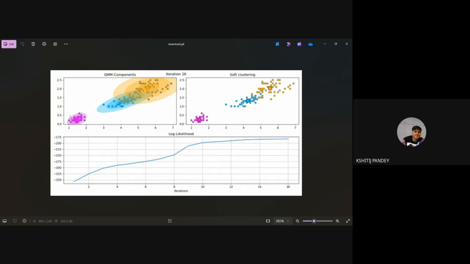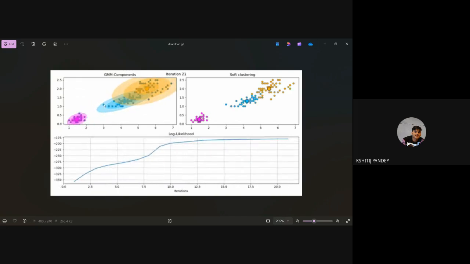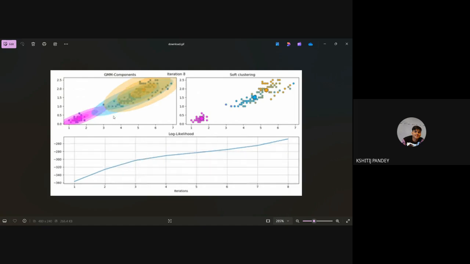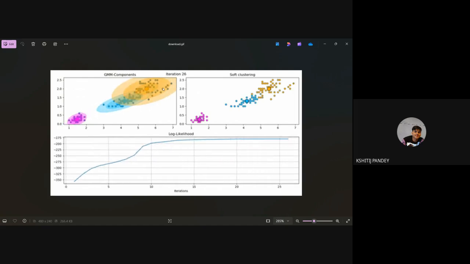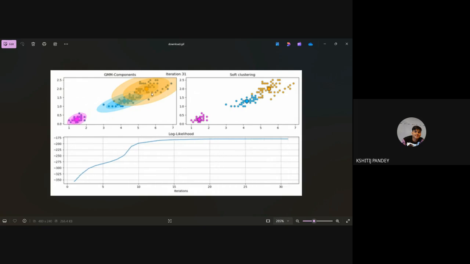And as you can see here, you have three different Gaussian mixtures from where your data is getting generated. So is the animation clear? Yes.